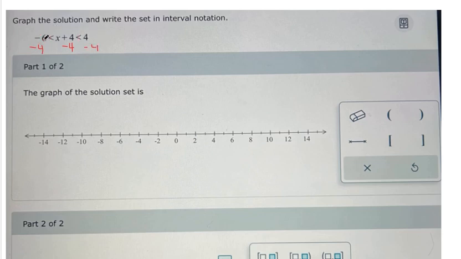So negative 6 minus 4. If you owe $6, you spend $4, now you owe $10. Then 4 minus 4 makes 0. So now we have a solution.